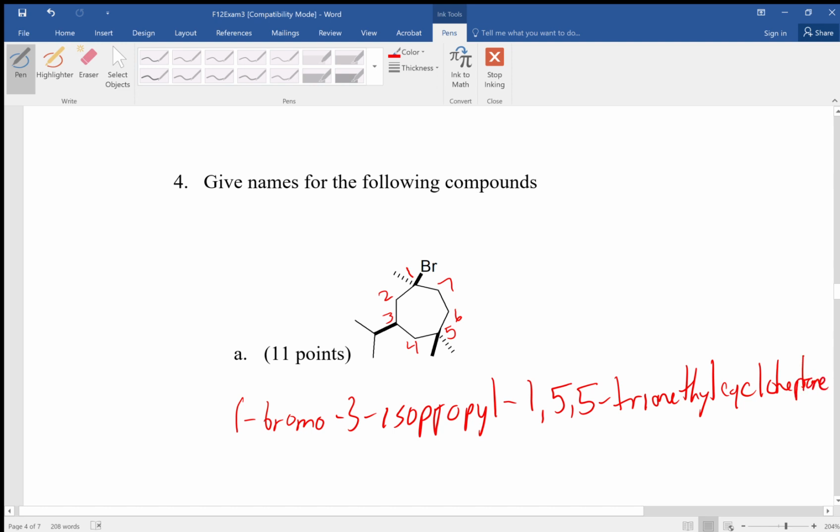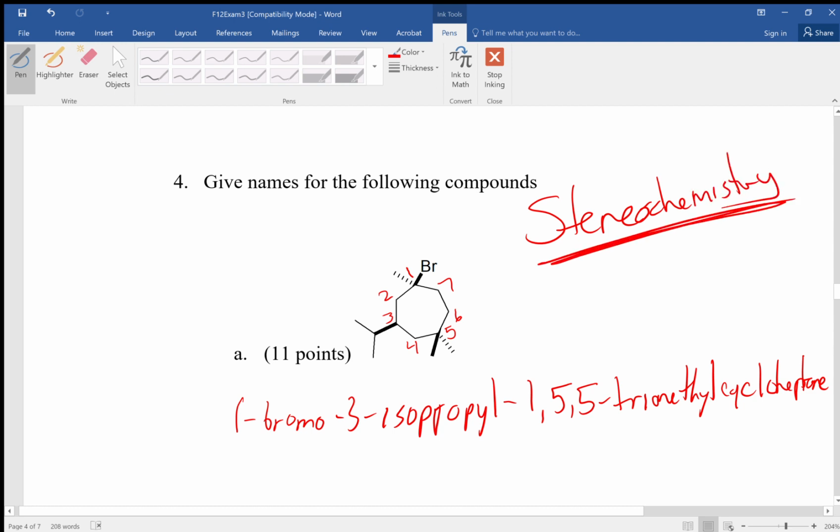Now, are we done? So we're not done yet, and this often ends up being one of the most common mistakes I see on problems like this. What do we still need to do? Never forget your stereochemistry. That's part of the name. So how many chiral centers are in this molecule? We should get 2 chiral centers, carbon 1 and carbon 3. Carbon 5 is not chiral because it has 2 methyl groups, so 2 identical substituents.